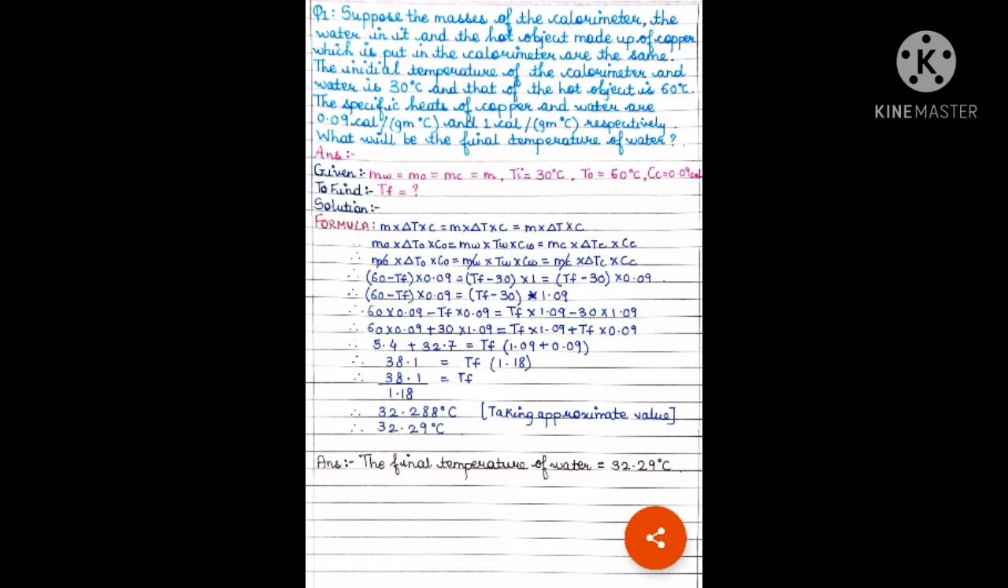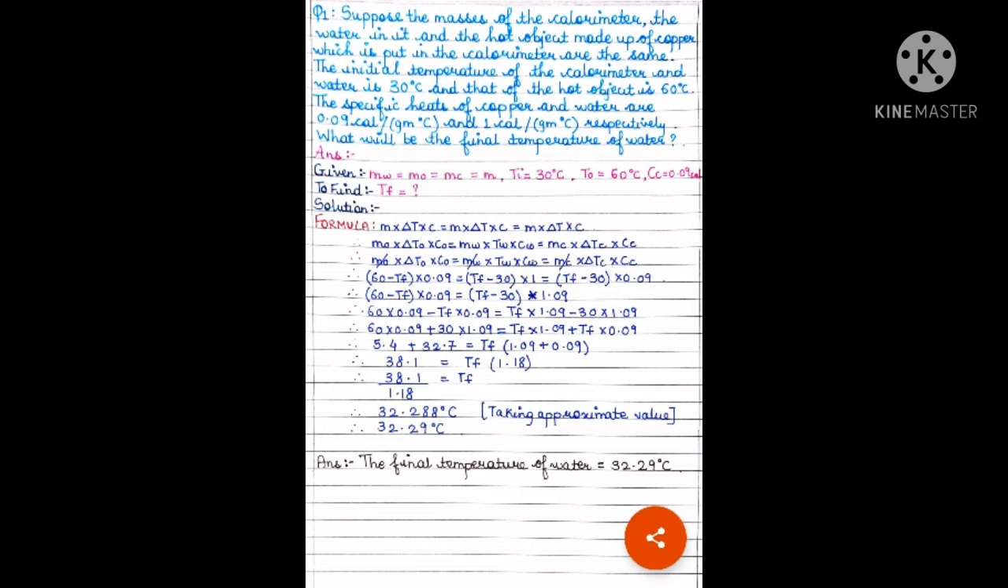The value 1.18 was in multiplication on the RHS. So when it comes to the LHS, it changes its sign into division. After dividing, you will get the value as 32.288 degrees Celsius. So we will take the approximate value, and it will become 32.29 degrees Celsius, which is our final temperature of water.